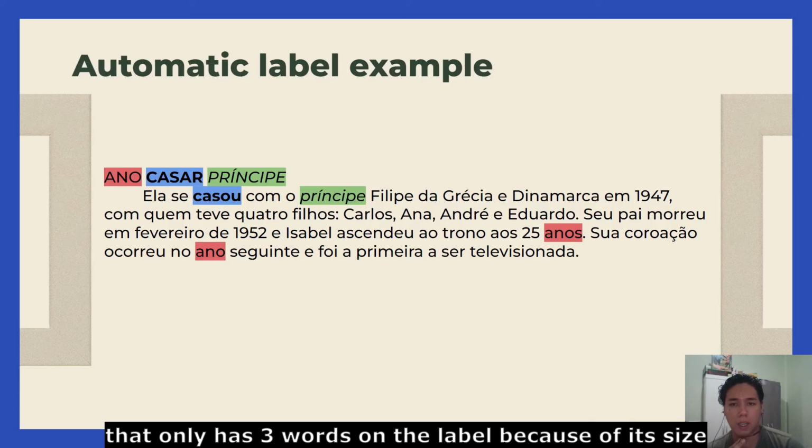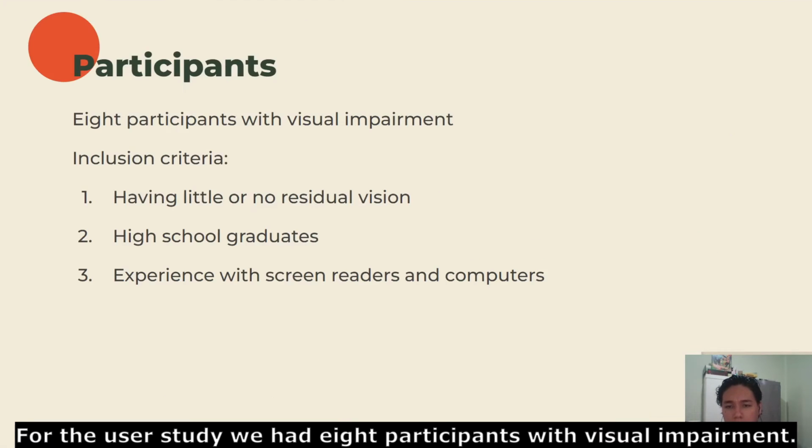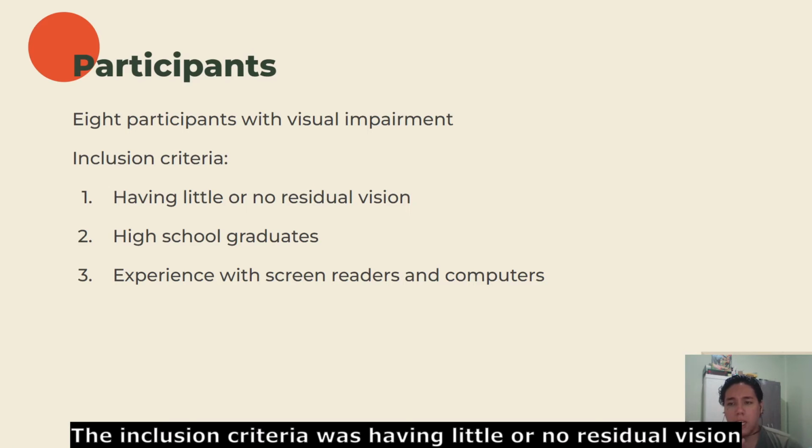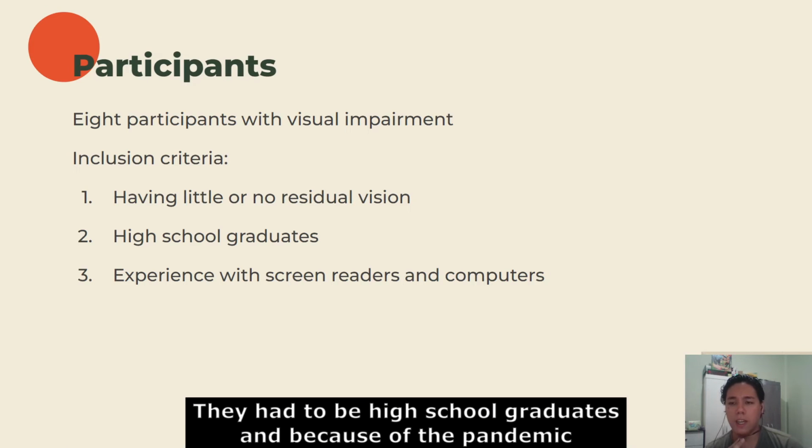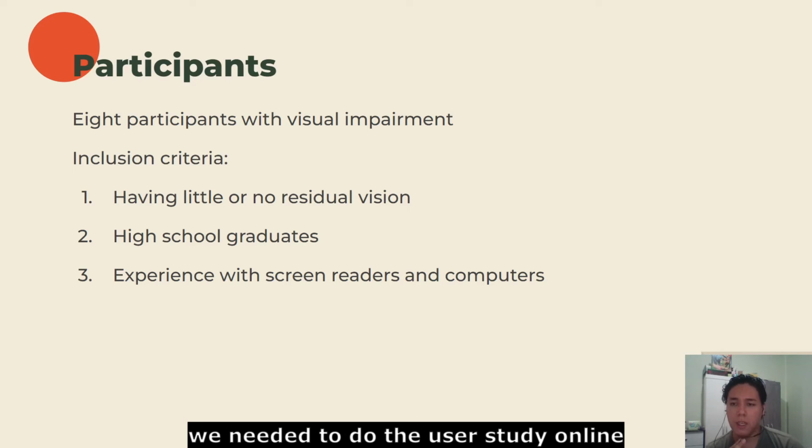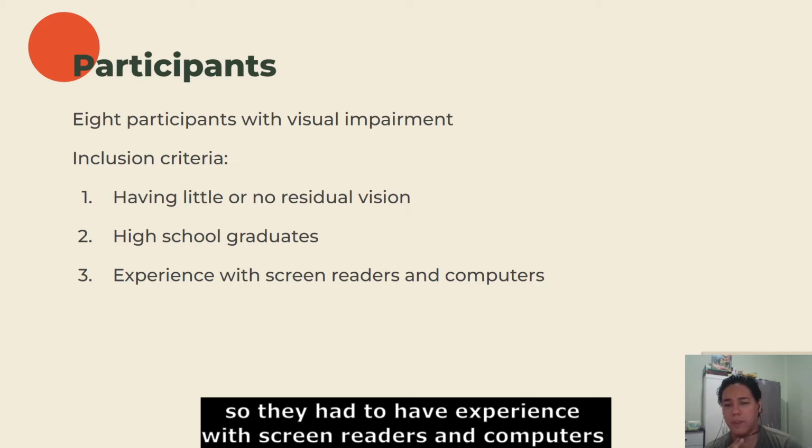For the user study, we had 8 participants with visual impairment, and the inclusion criteria was having little or no residual vision. They all had to be high school graduates, and because of the pandemic, we needed to do the user study online, so they had to have experience with screen readers and computers.